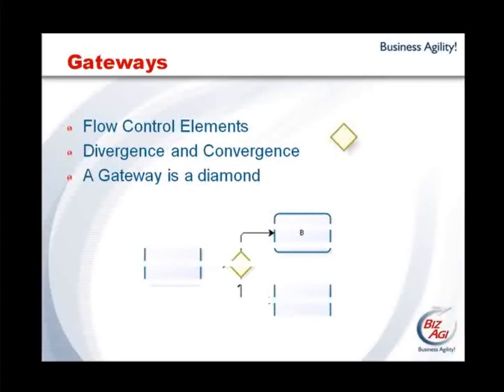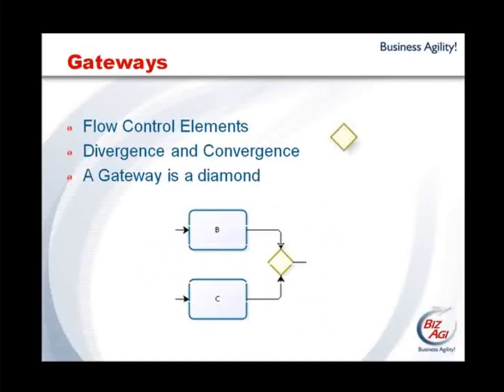That is, gateways allow us to divide the process flow into various routes, that can be alternatives or not, and allow us to join various routes into one. They are represented by a diamond.